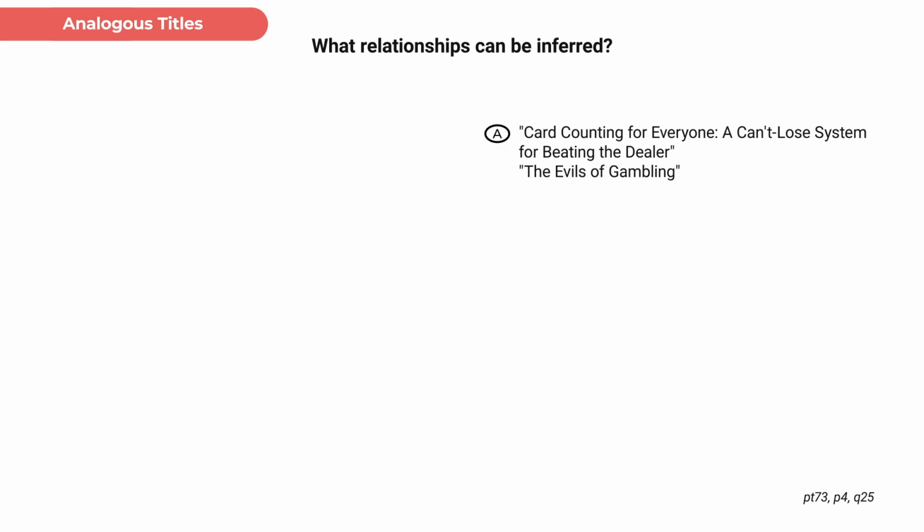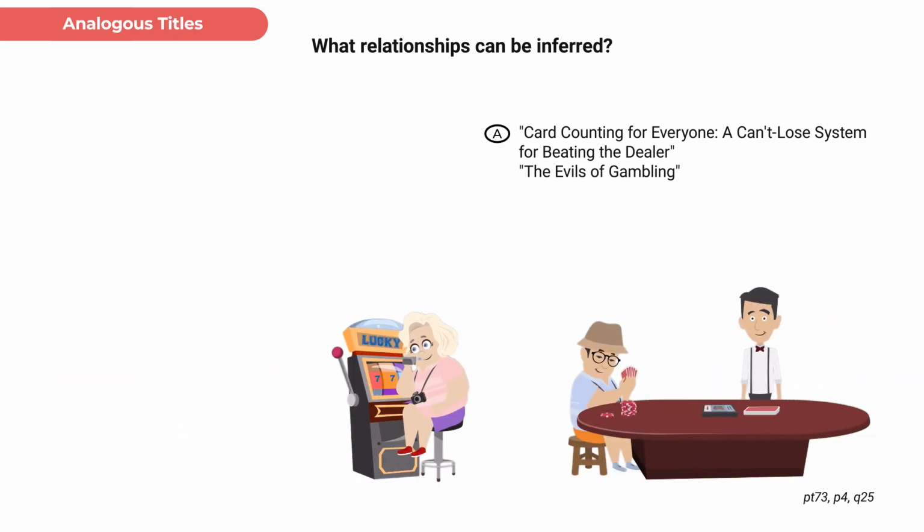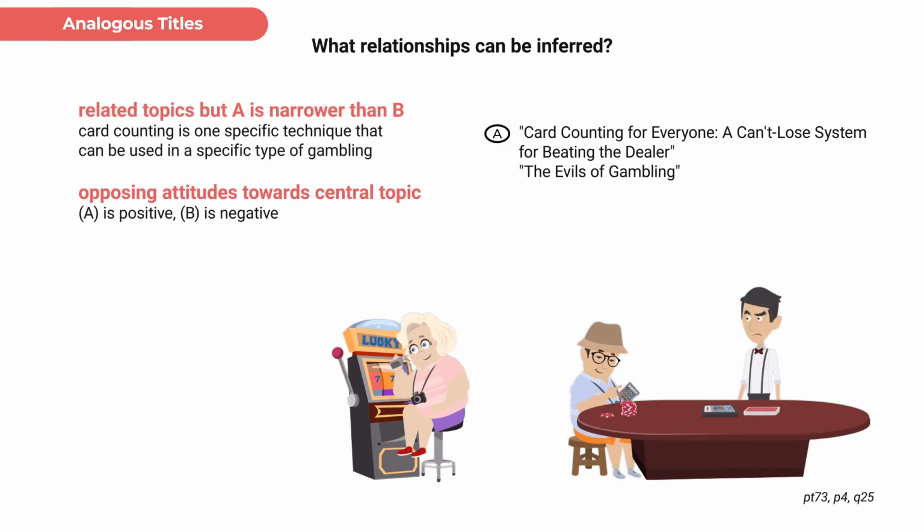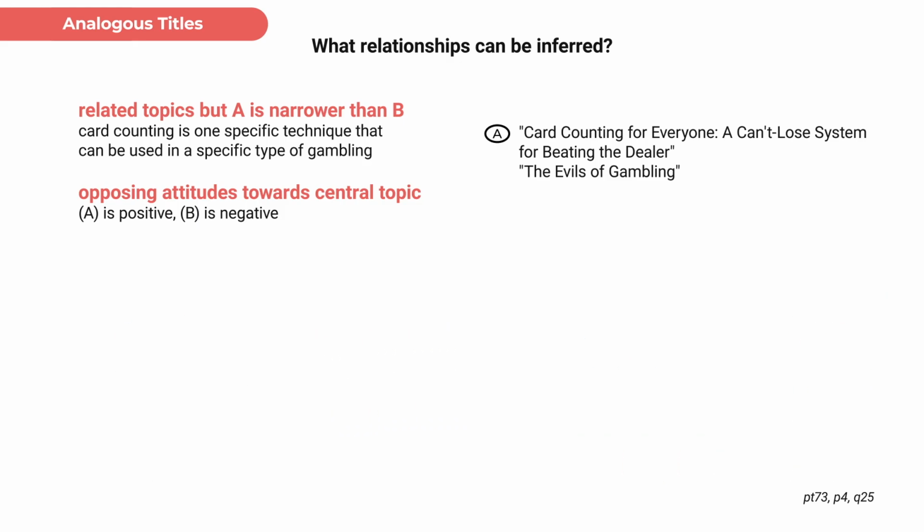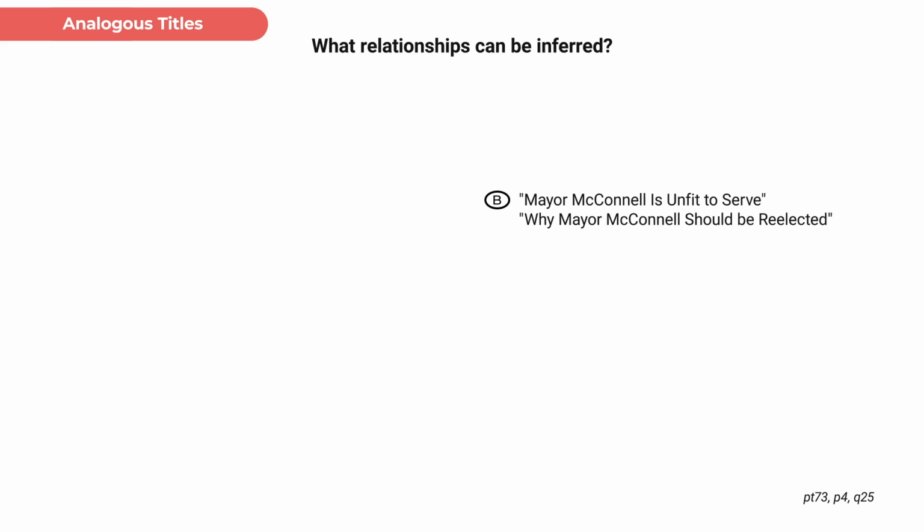All right, welcome back. So what was the relationship in choice A? Well, they're definitely both related to the topic of gambling broadly, but the first passage, card counting, is specifically about blackjack, a form of gambling. So we could say that they're somewhat on similar topics, but A is a more narrow version, passage B is a more broad version. And they seem to have different positions. A's got a positive take, a can't lose system, and passage B has a negative take, the evils of gambling.